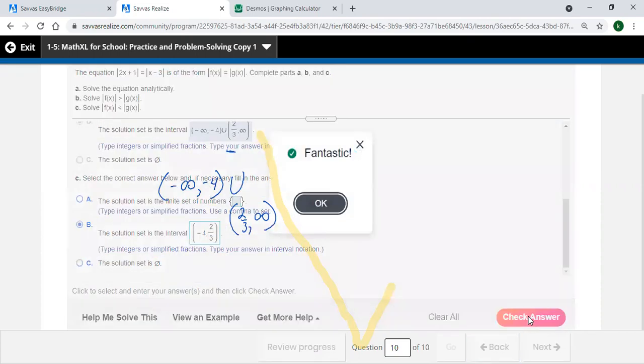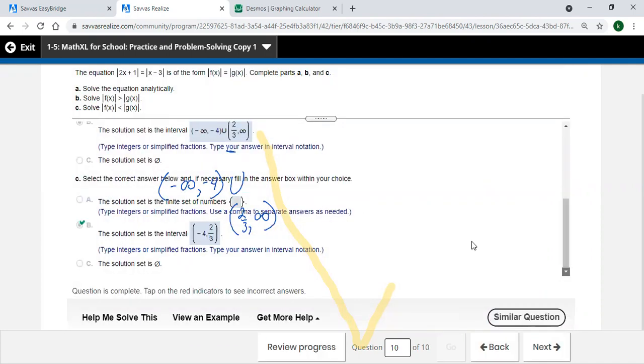Okay, there we go. So sorry about that, taking so long. We were doing the right thing, but that's the frustration of Savas sometimes.